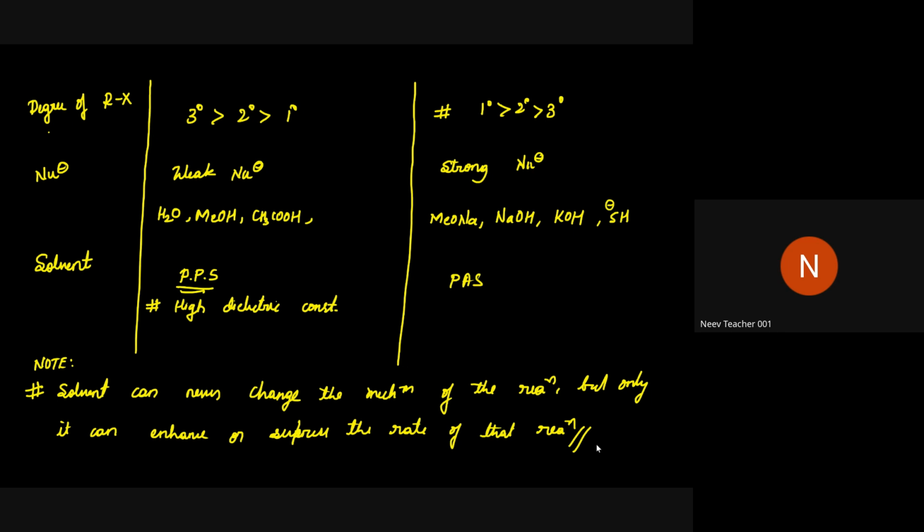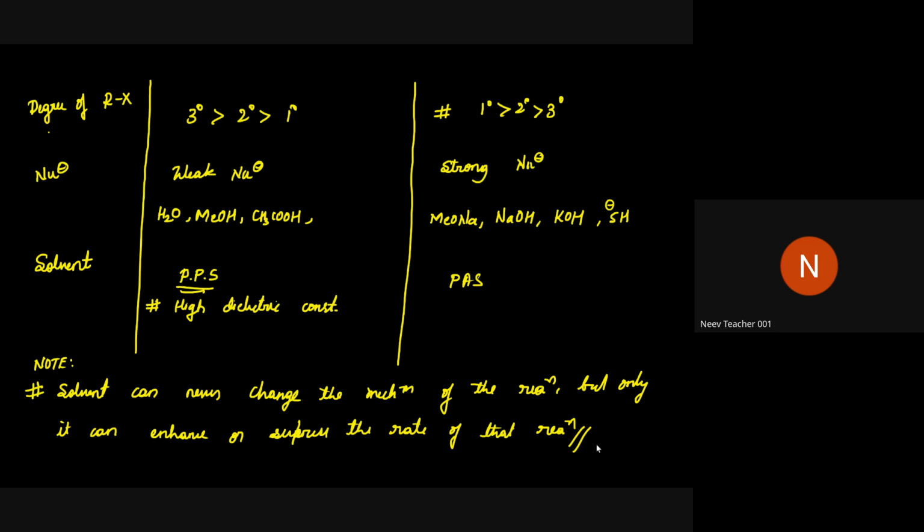It means that if an alkyl halide and a nucleophile decide to go through the SN1 mechanism, and I use a polar aprotic solvent, the polar aprotic solvent cannot stop it. It cannot say that you cannot go through SN1, you have to go through SN2. It just prefers. If, based on the alkyl halide and nucleophile, the reaction prefers SN1, it will be faster in a polar protic solvent and a little slower in a polar aprotic solvent, but still it will go through SN1 only.